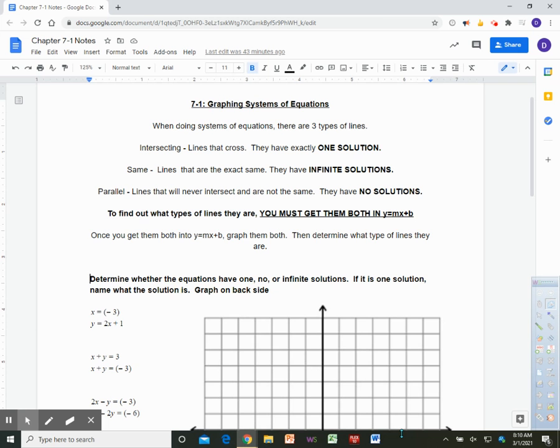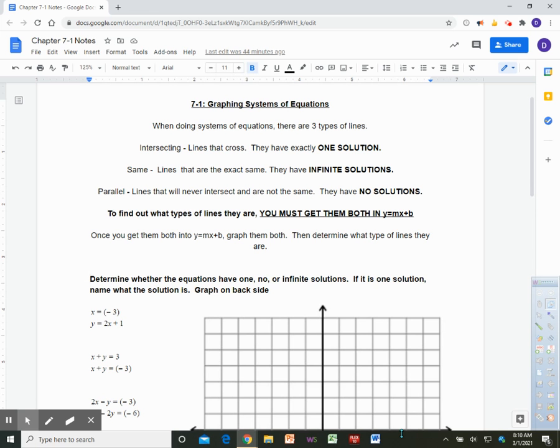All right, so like I said, today we are working on chapter 7-1 on graphing systems of equations. Basically, chapter 7 is we're going to learn 3 or 4 different ways to do the same thing. So when it comes to your chapter 7 test at the end, you can do any of the ways we talked about in the chapter. But like I said, we're going to learn 4 different ways to do the same thing.